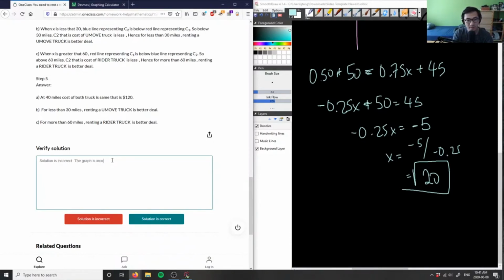The graph is incorrect because the y-intercepts are supposed to be at 45 and at 50. At 20 miles, the costs of both truck companies would be the same. So the solution here is incorrect.